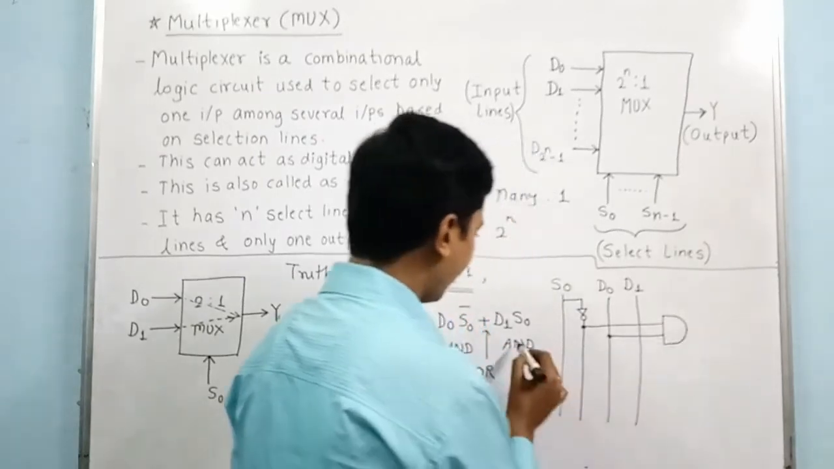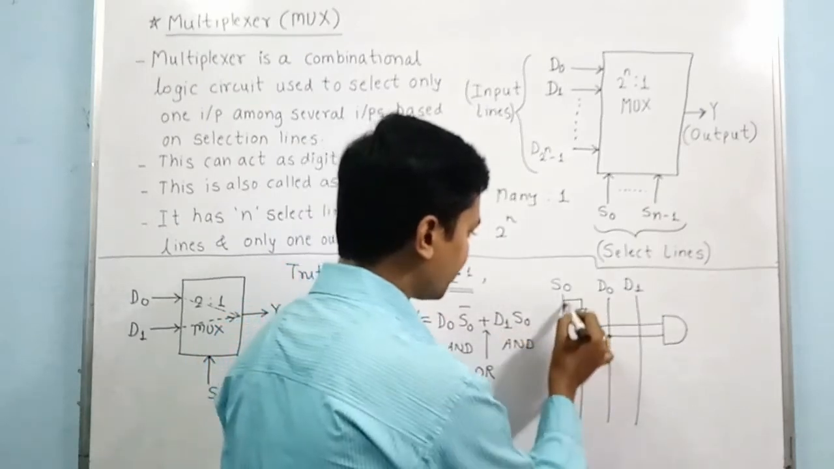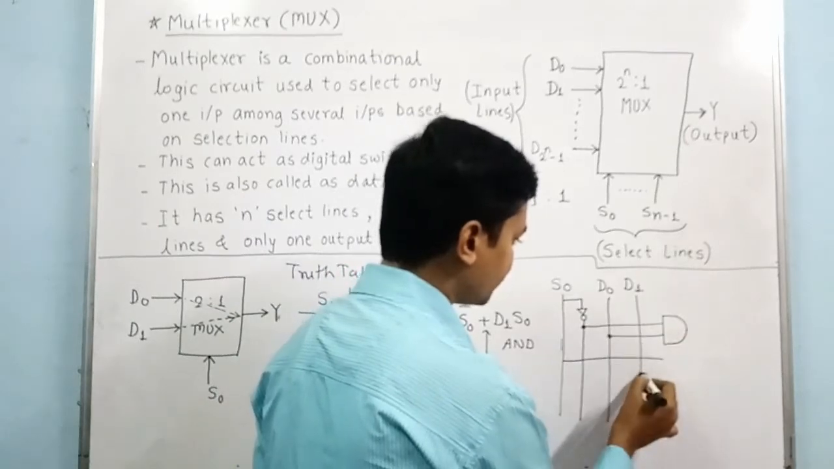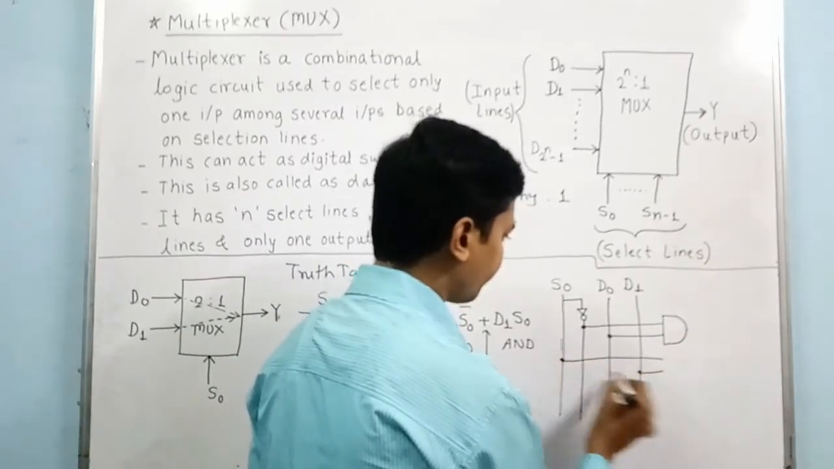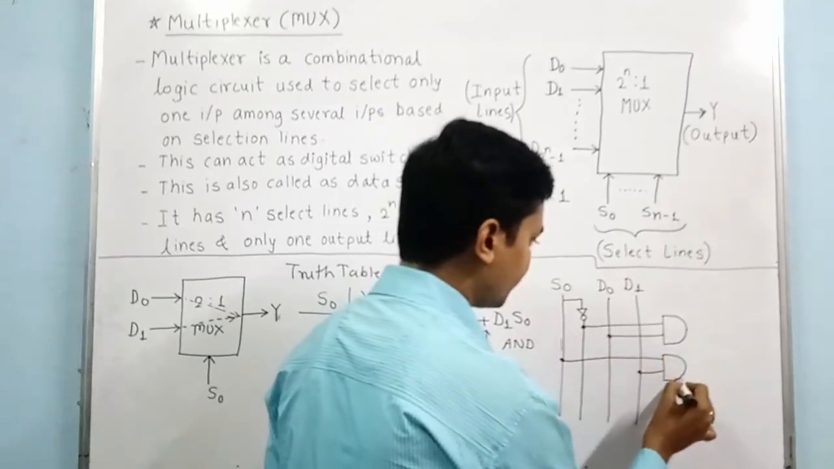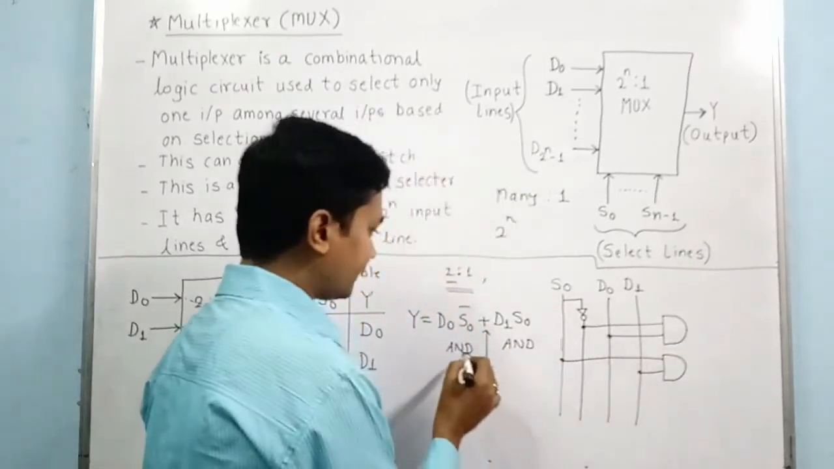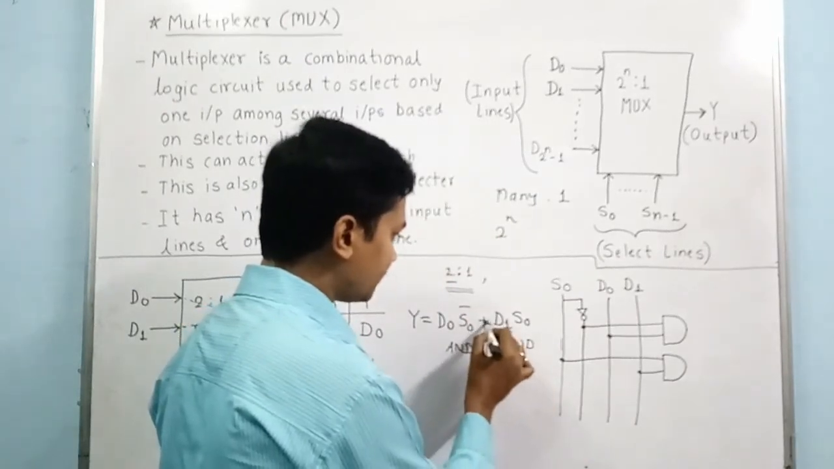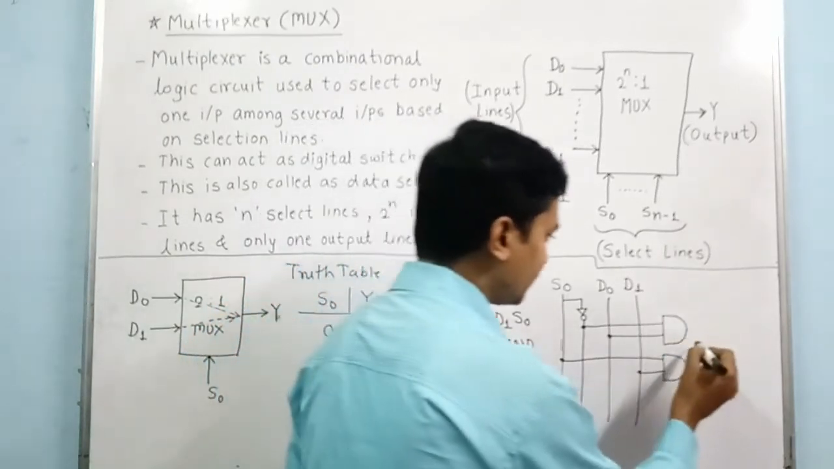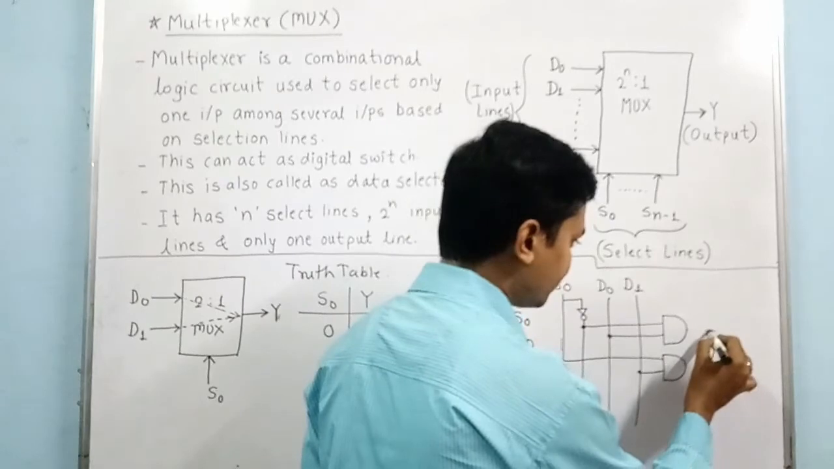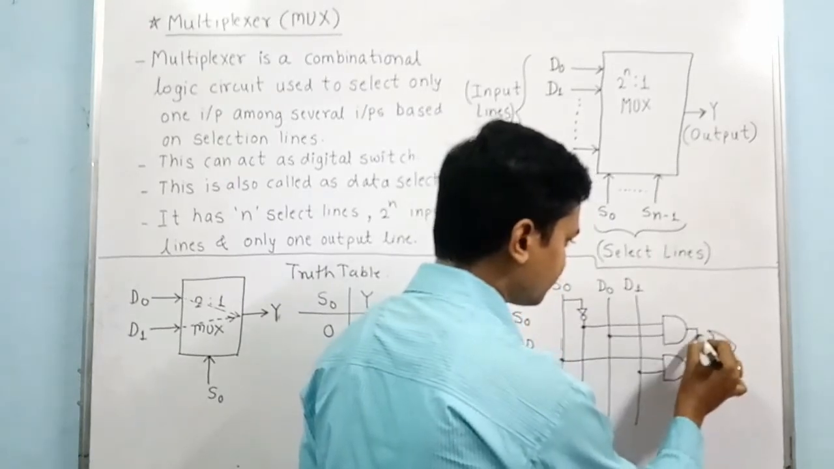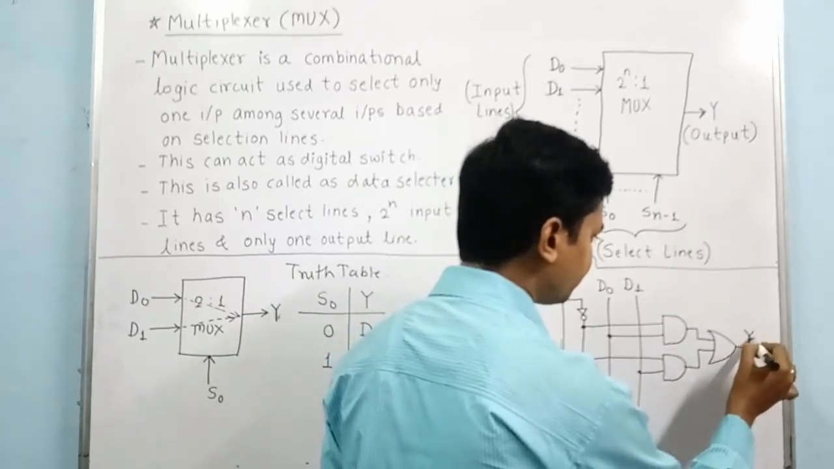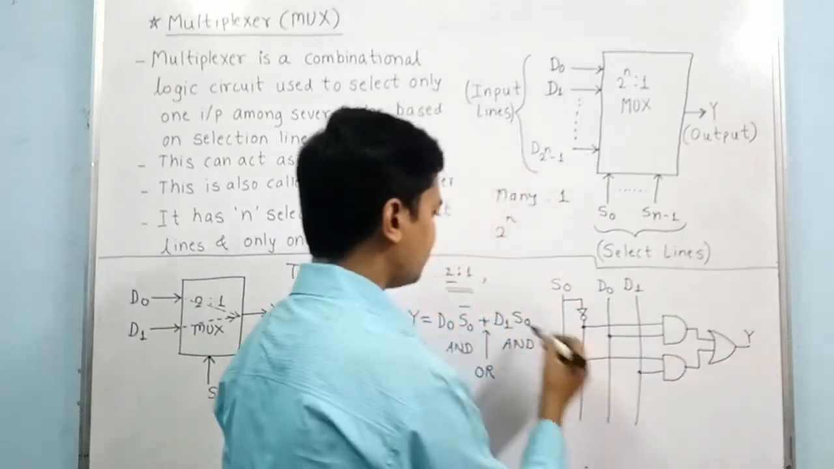Then S0 into D1. So S0 means what? This is the normal line. S0 and D1 should be ANDed, and finally whatever outputs are obtained from these two AND gates, that should be ORed. So here we can draw one OR gate. So this is our output Y. Okay, so this Y is equal to this equation.